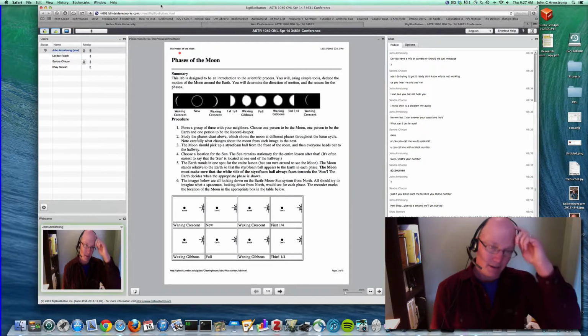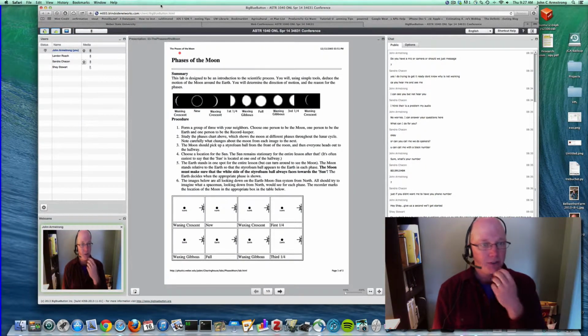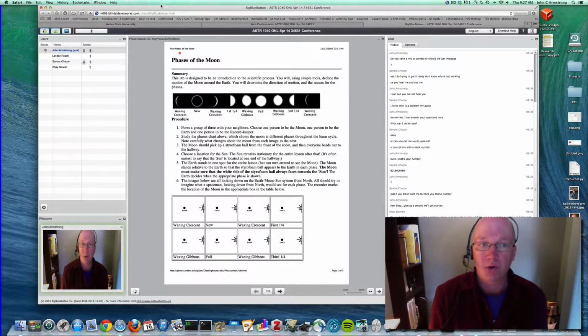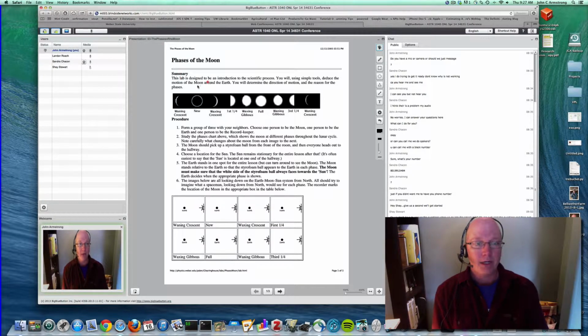All right, so this is the phases of the Moon activity, and what we're going to do is use this to figure out the motion of the Earth and the Moon and the Sun in our solar system, and these motions are governed by Kepler's laws. You have up here the observations of what the moon looks like throughout the entire lunar cycle.